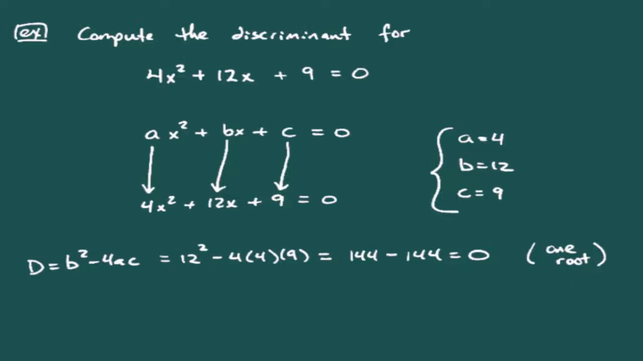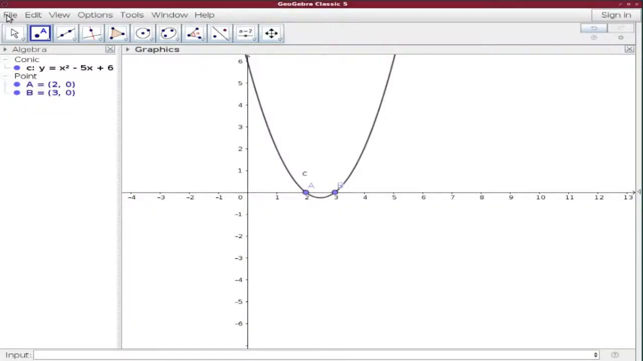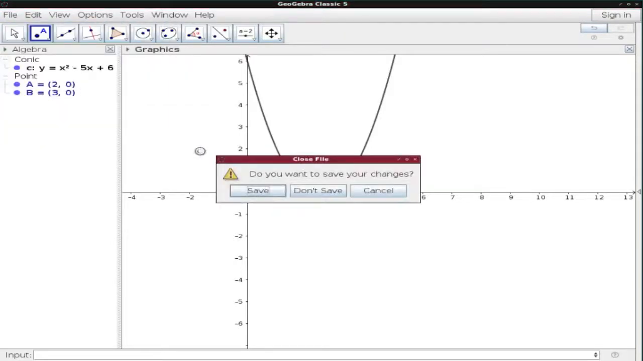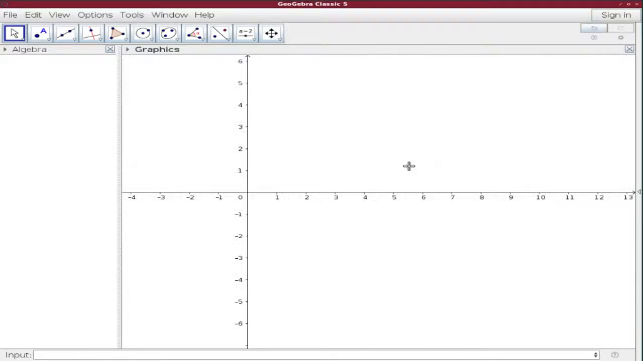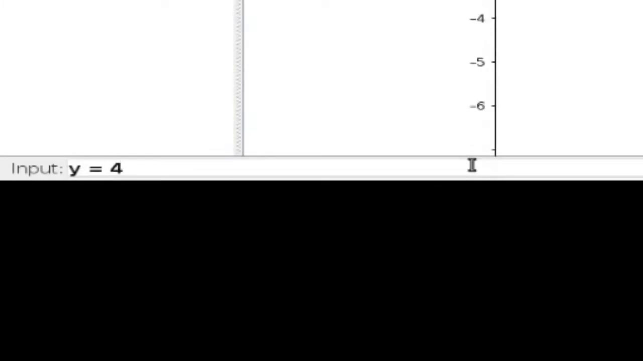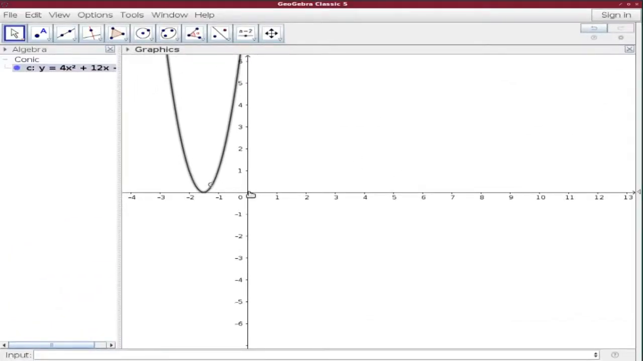And so once again, we can come back and check this in GeoGebra by graphing y is equal to 4x squared plus 12x plus 9. And so if we come back over to GeoGebra, let's get a new graph for that. And we can put in our equation. Again, this time we're putting in y is equal to 4x squared, and for the x squared we're putting in the caret again, so x squared plus 12x plus 9.